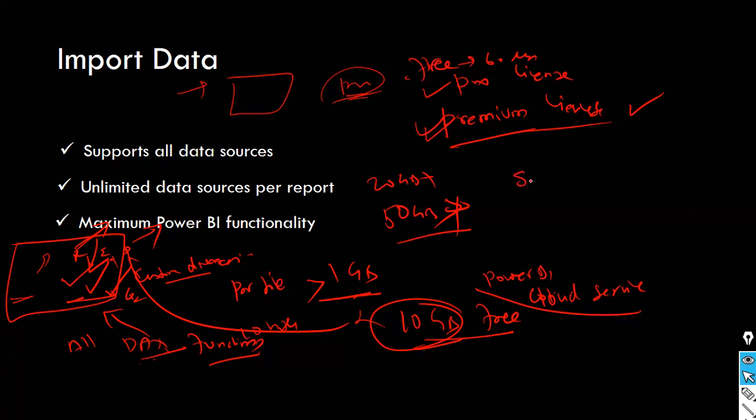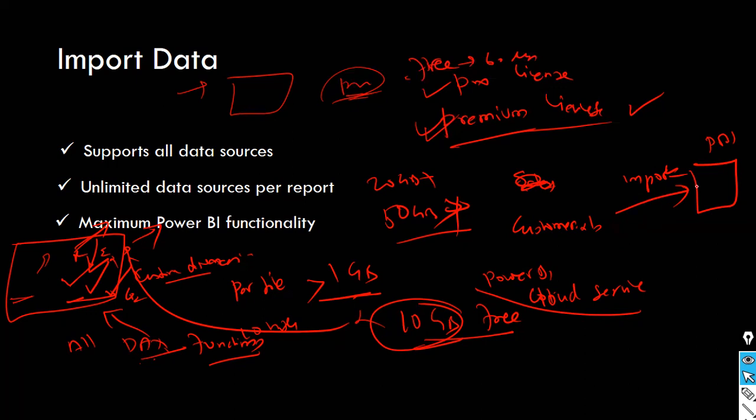So let's say you have the sales file, or let's say you have a customer dimension. Customer data is all in an Excel file. You want to load this Excel file into your Power BI using import connectivity mode. Listen very carefully. It's a very interesting one.